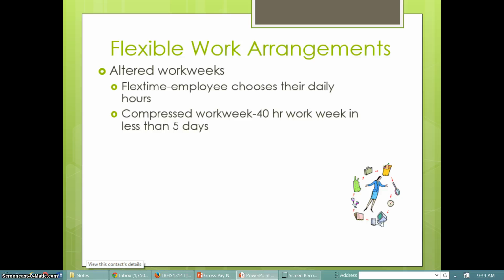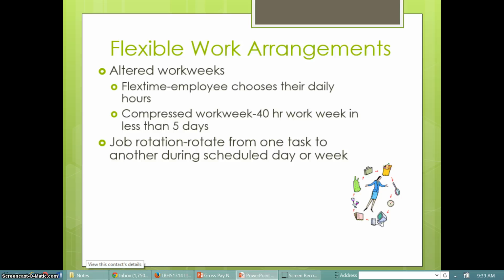Compressed work weeks are when employers want to shorten that work week from 5 days to 4 days. Instead of working 8-hour days, you work 10-hour days, and you work a compressed week. Lindbergh does that during the summertime. Employees work Monday through Thursday, longer hours, and then have Friday, Saturday, and Sunday off.